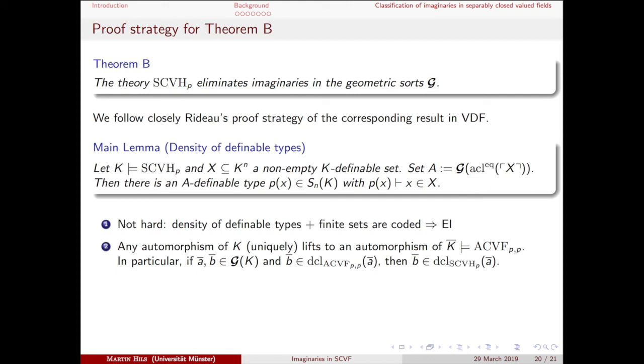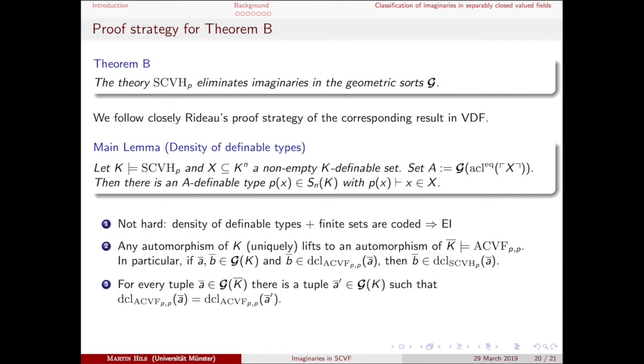So some observations. If you have an automorphism of a separably closed valued field, it lifts to an automorphism of the algebraic closure, even uniquely. It's a perfect closure, so there is just a unique way of lifting it. In particular, you have information on definable closure. If you have two tuples which live in the geometric sorts and are k-points, and if B is definable over A-bar in the algebraic closure, then it is also definable in the separable closure, because it goes the other way around, and you can lift automorphisms. By the automorphism characterization of definable closure, this is obvious.